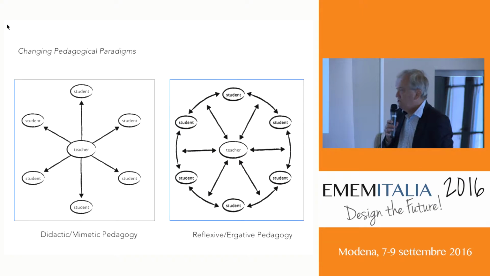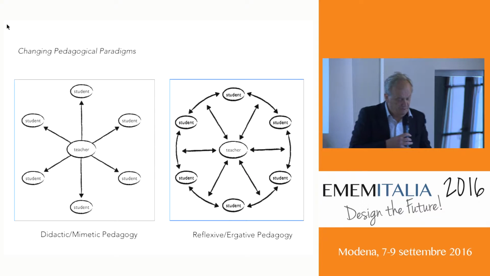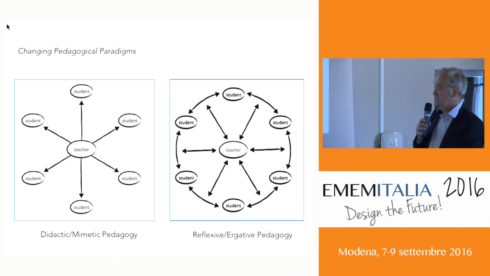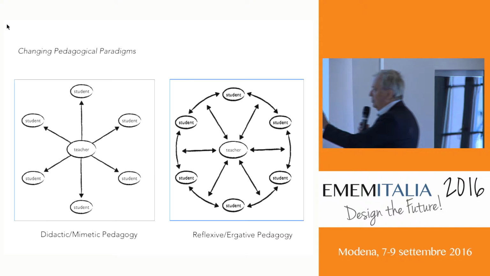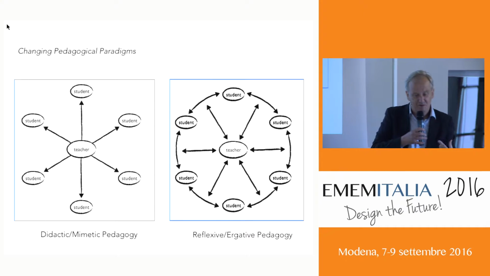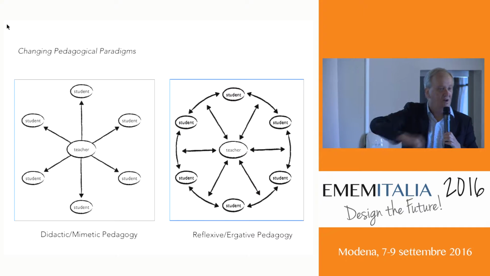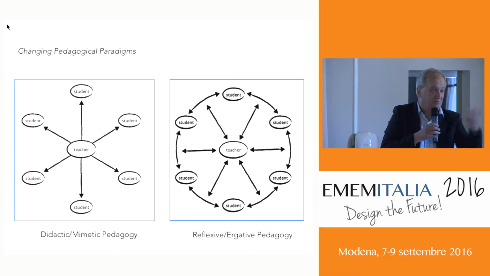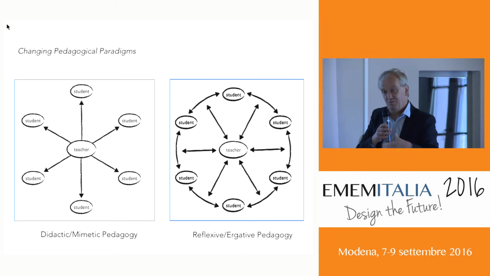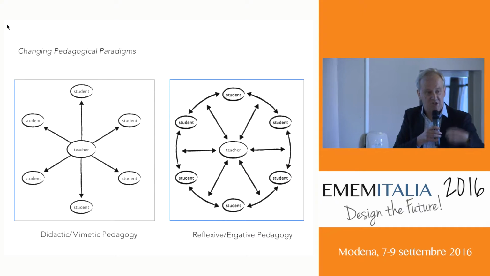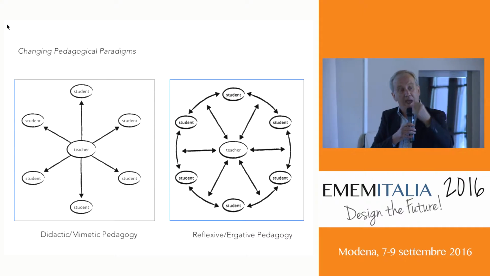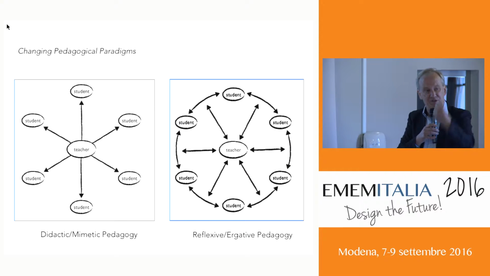So what do we want to do? We want to build a model, and this is the model that I want to show you in practice in a second, which moves away from didactic mimetic pedagogy to pedagogy that we call reflexive and ergative. Now, what do we mean by reflexive? It means there's a lot of cycles of interaction, right? As there is on Facebook and Twitter and whatever. We're used to these media which have a lot of cycles of interaction. Every cycle of interaction is a feedback loop.